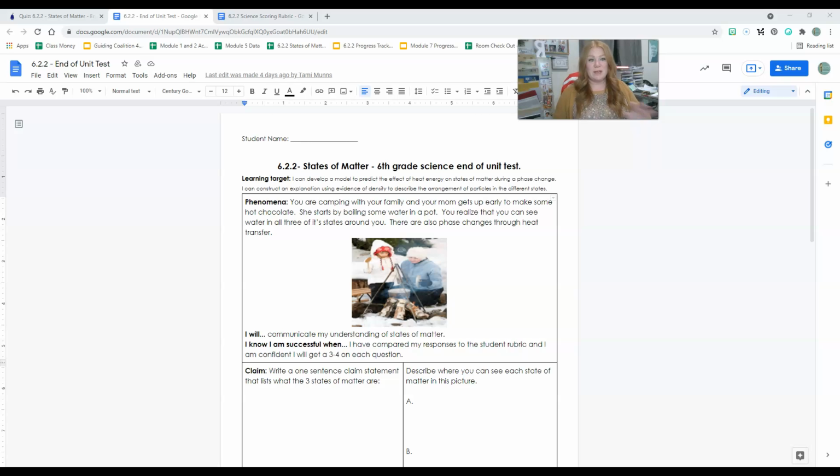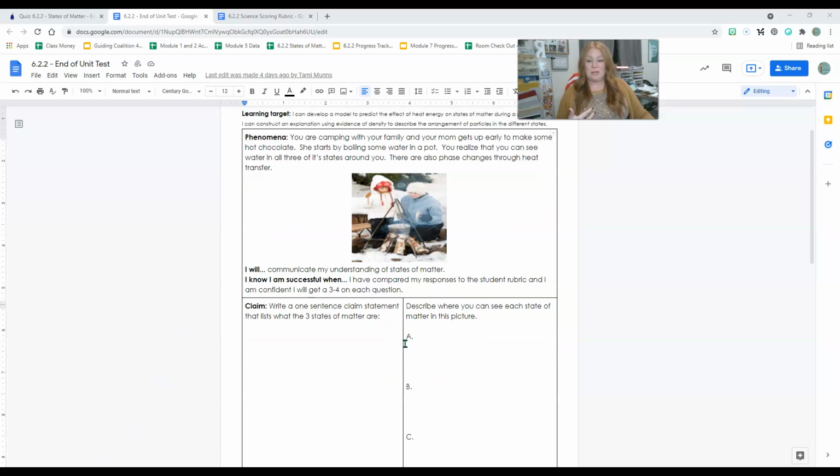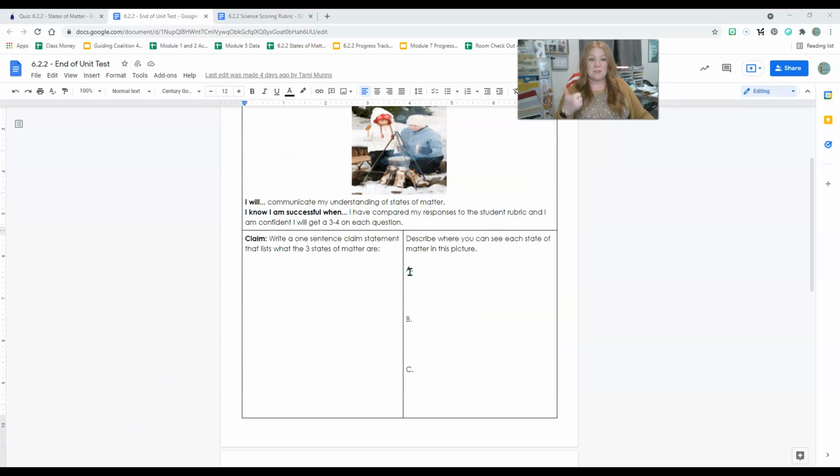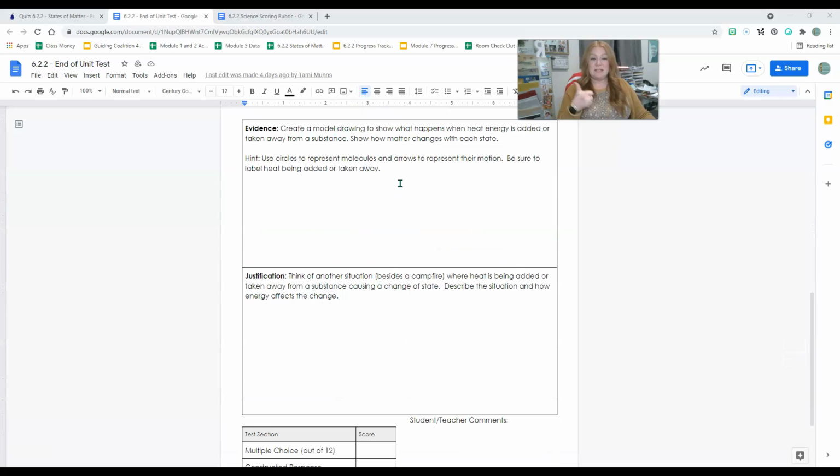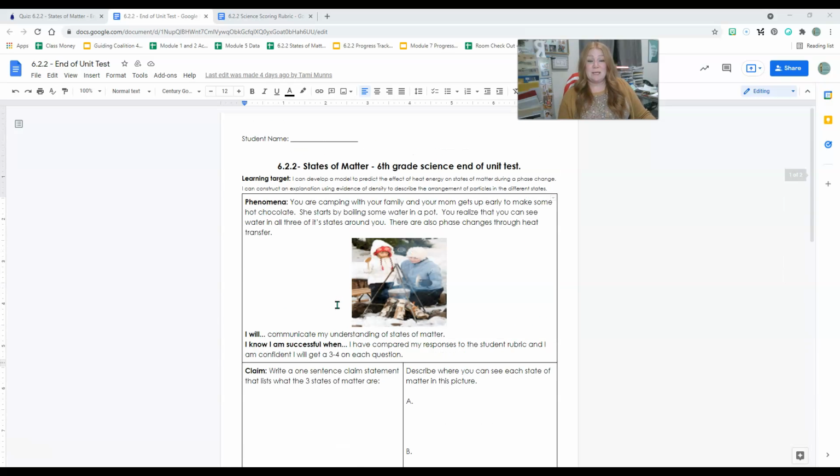All right, for the next part of our test, this is worth 12 points. Section 1 is worth 4 points. The evidence is worth another 4. The justification is worth another 4, for 12 total. If you get 10, 11, or 12 points, that will bump you up a full point from your multiple choice. And if you get 8 or 9 points on this part of it, that can bump you up half of a point. So let's go ahead and see what I am expecting of you.